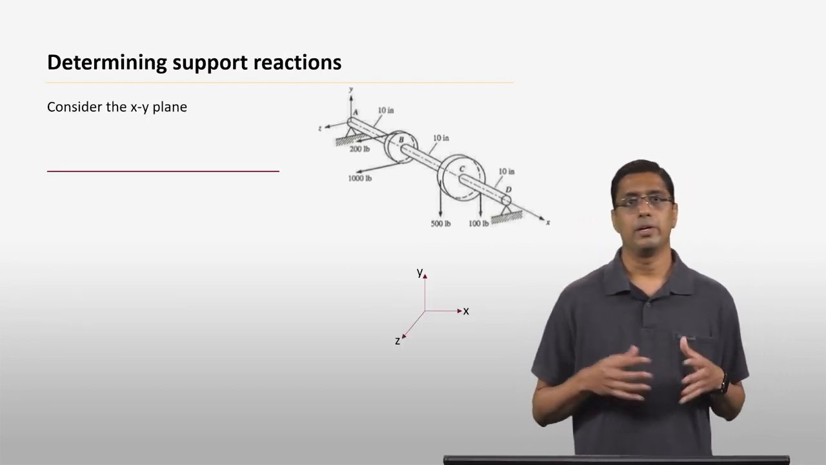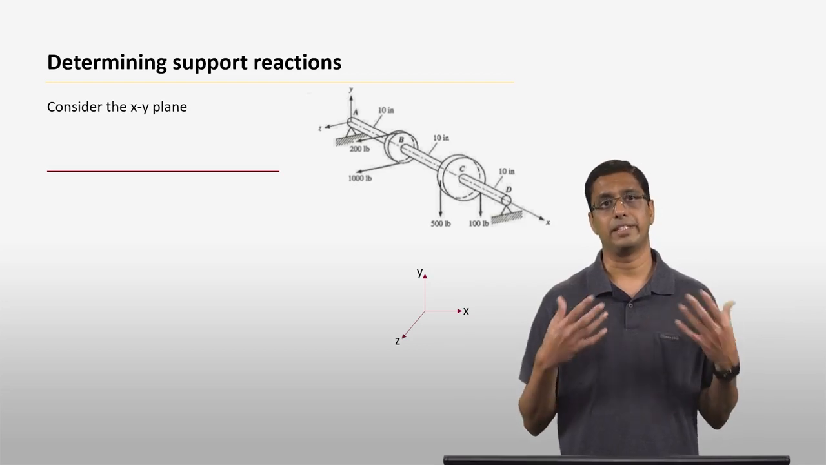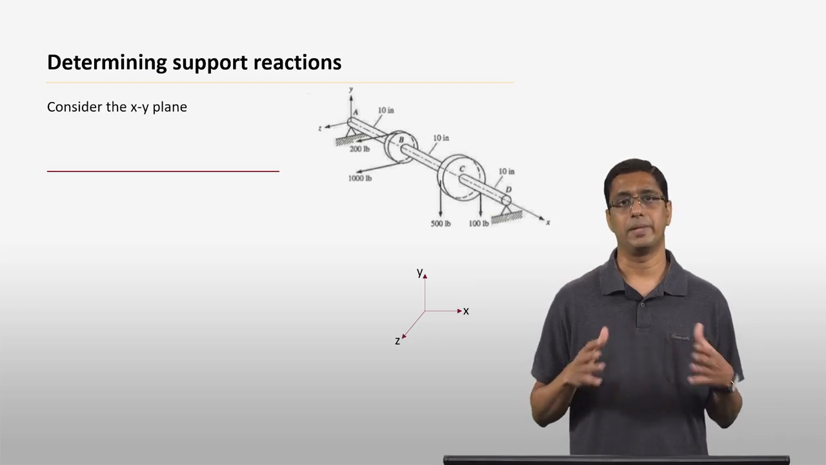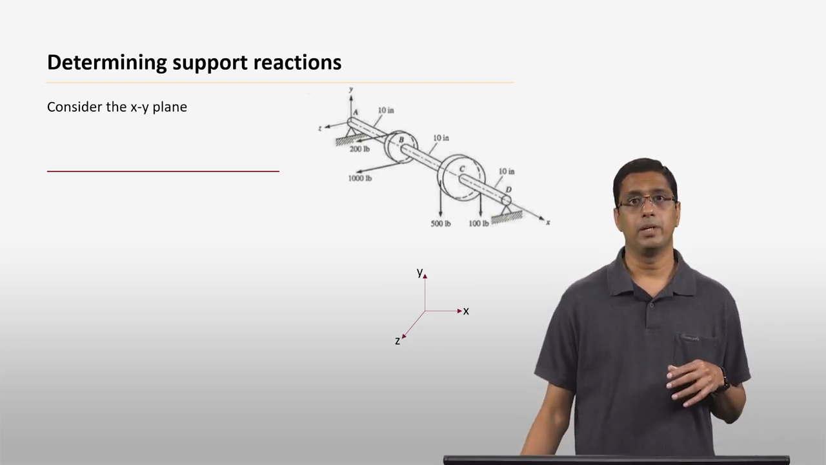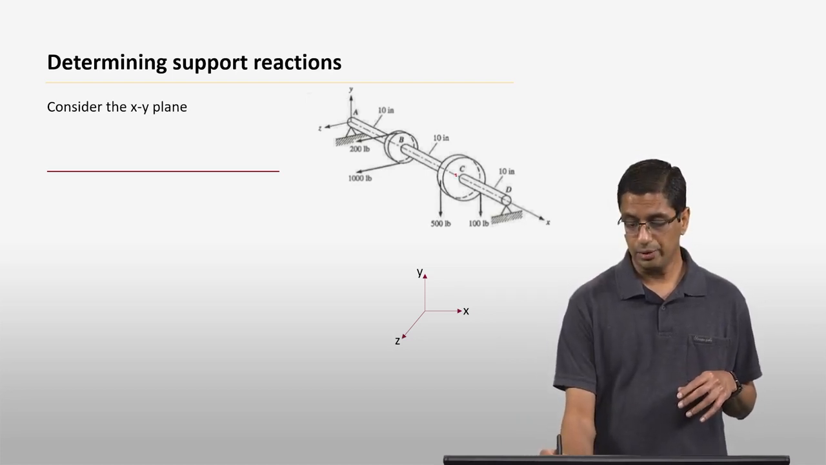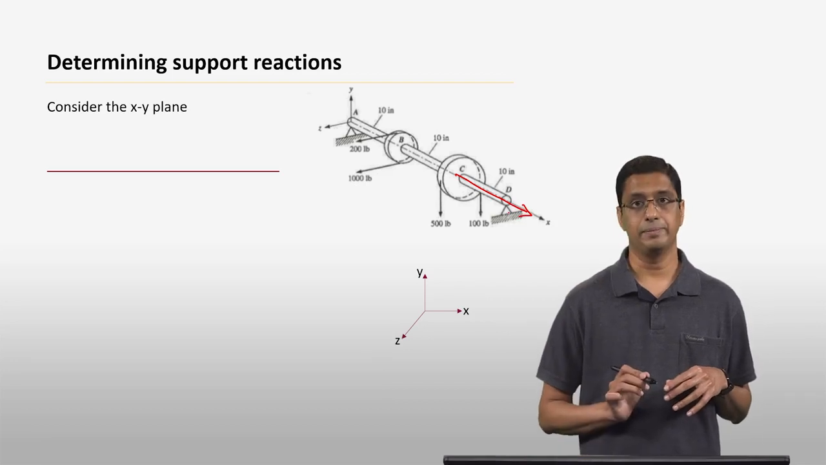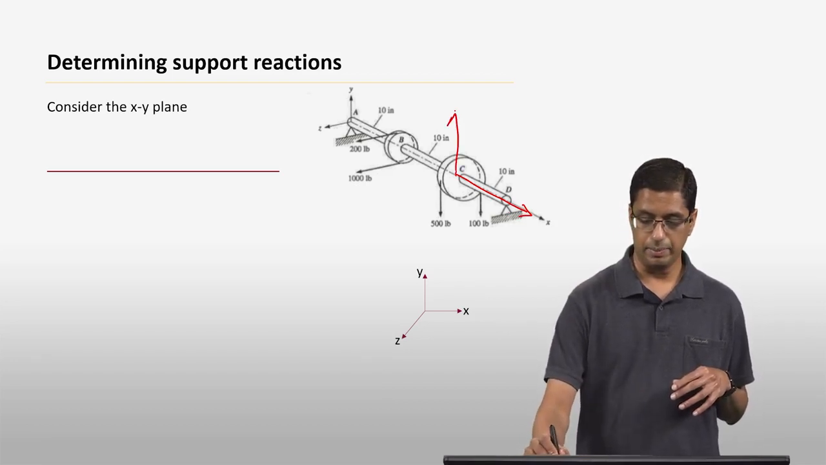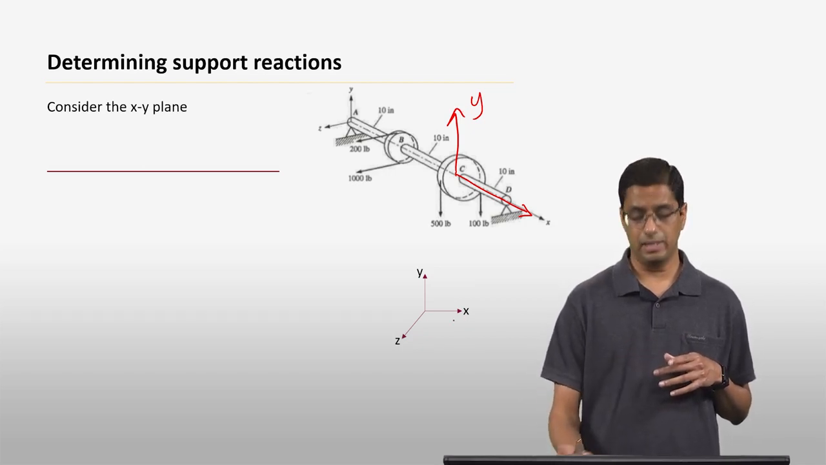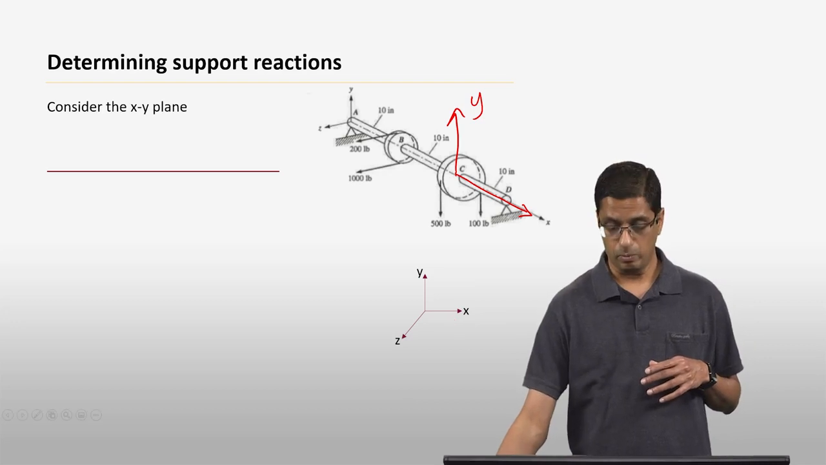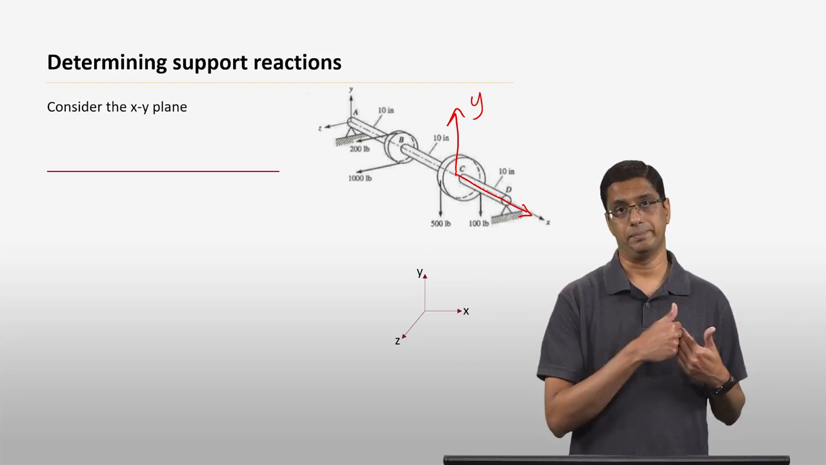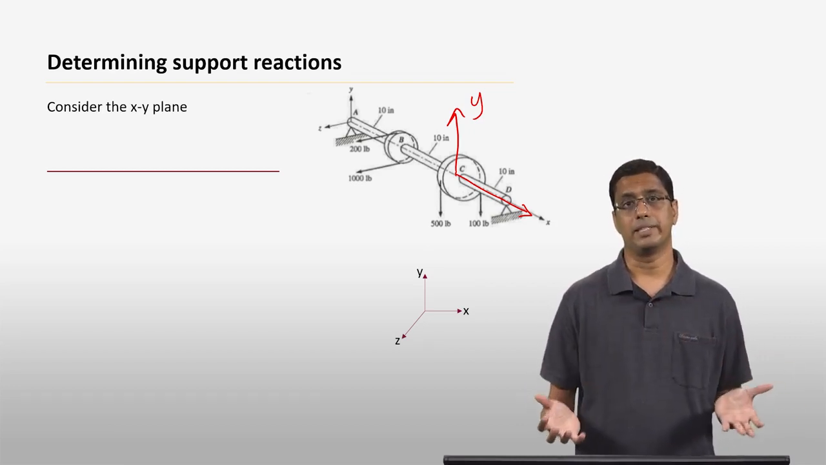Before we start finding the support reactions, let's make sure that we understand the coordinate system in this particular problem. Let me draw it here. You have the x direction going to the right and the y direction going up, and the z is coming out of the plane. So this is the coordinate system that you're operating with.